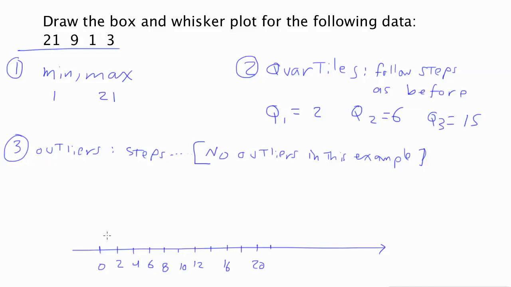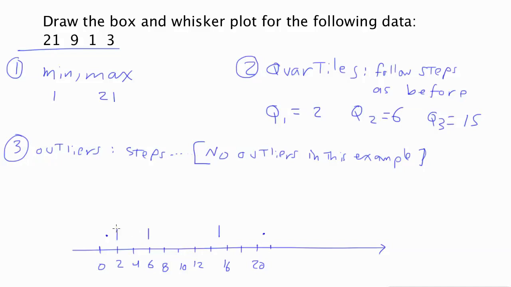Okay, so the minimum value is 1. So we have a point here for the minimum value, and at the same height, another point for the maximum, which is 21. So that will be the minimum here, that will be the maximum. And the quartiles will be a short line each. So that's the minimum here. Here's Q1. Q2 will be 6, so that's approximately here. And then Q3 is 15. See, that's 14, so 15 is almost here. We can say that approximately.